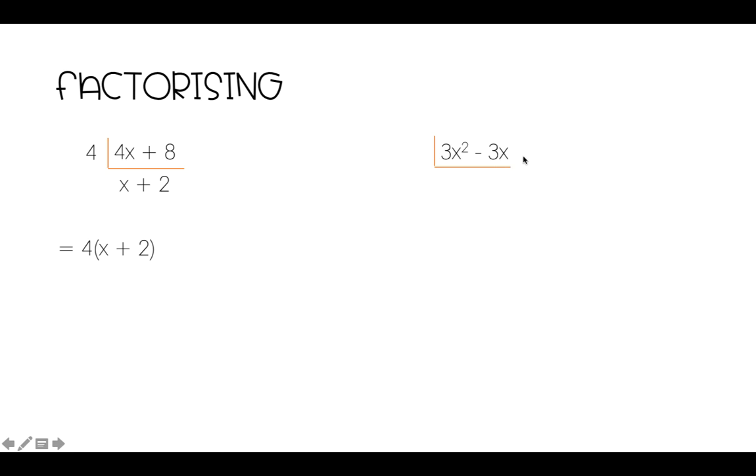Put our little box around it, and we're going to look at 3x as our highest common factor, because there's an x in both and there's a 3 in both, so 3x, which leaves us with x, because we've got one x left, minus 1, because we're taking all of that out of it. So what we end up with is 3x brackets x minus 1.